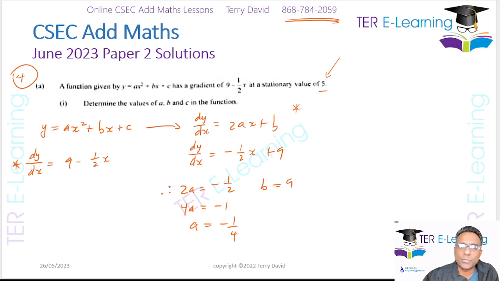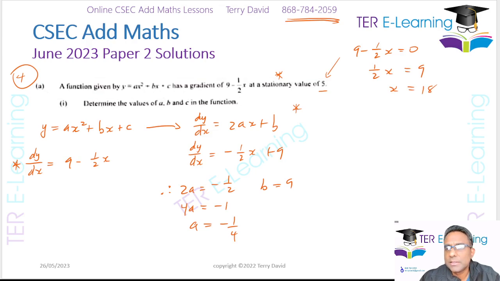Now, they told us that y has a gradient of 9 minus a half x at a stationary value of 5, right? So the stationary value is 5. So here what we're going to do, we're going to put our dy dx equal to 0. So 9 minus a half x is equal to 0. So therefore we can say that a half x is equal to 9. So therefore x is equal to 18. Right? Make sure that's correct. Yeah. So you're getting a stationary value when x is equal to 18.